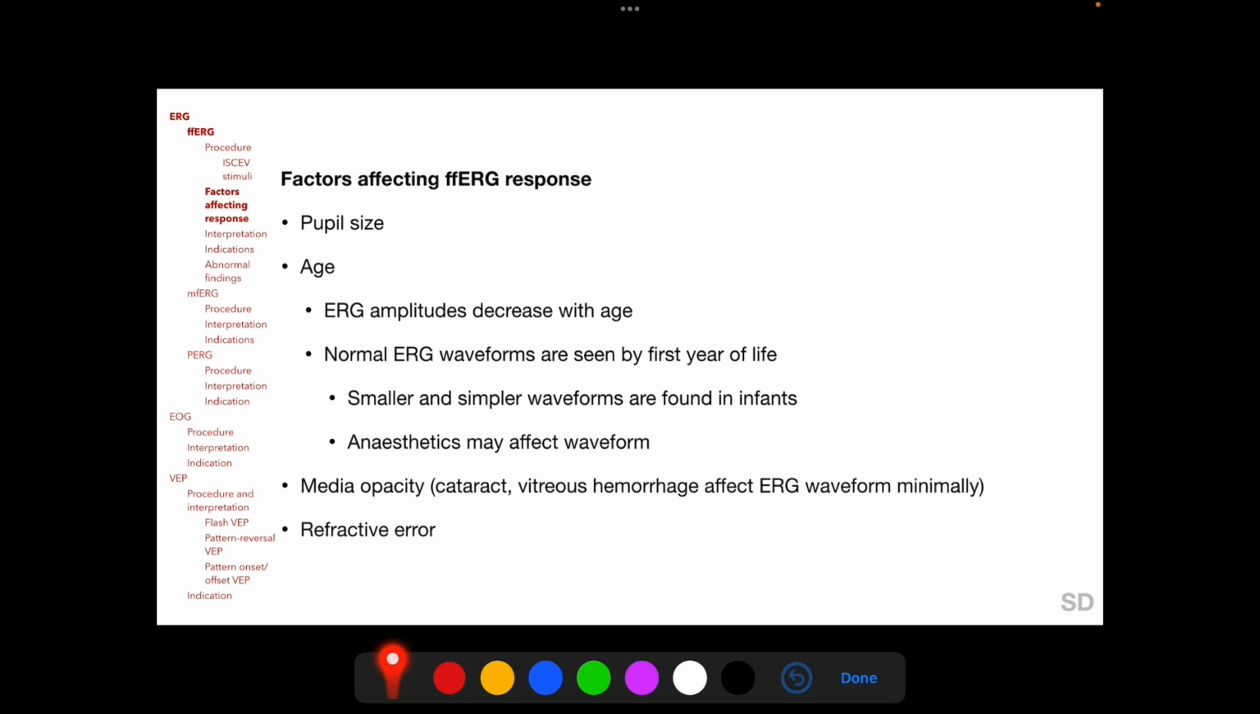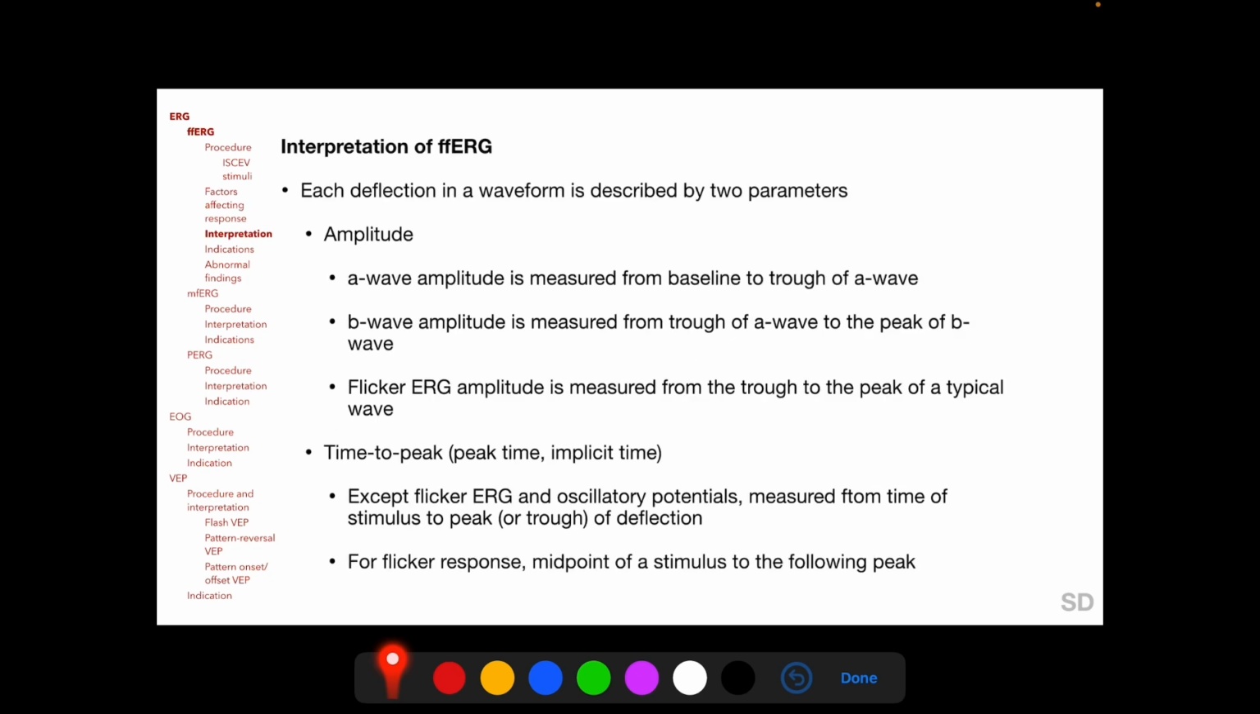Factors which may affect full-field ERG response include pupil size, age of the patient, and ERG amplitudes decrease with age. In infants, normal ERG waveforms are seen by first year of life, but before that, the ERG waveforms are smaller and simpler, and anesthetics which may be required to record ERG in infants and young children may affect ERG waveform. Media opacity and refractive errors may also affect the full-field ERG response.